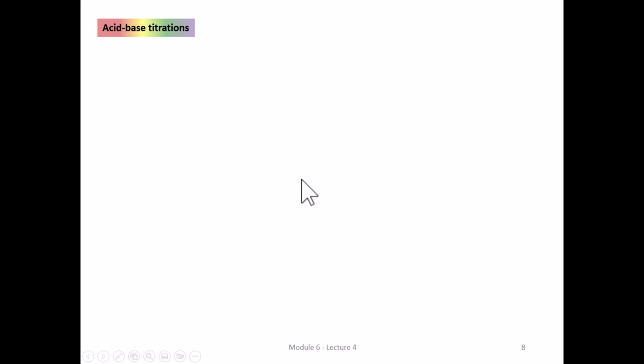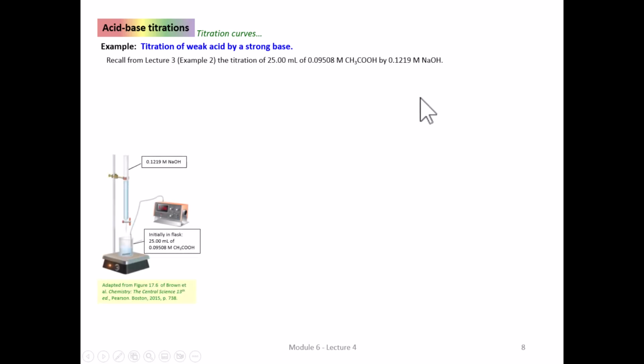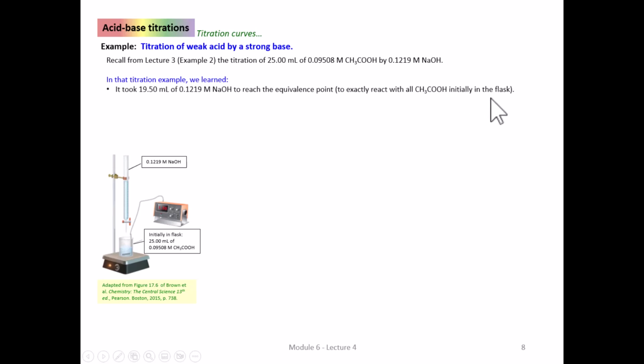For our second example of a titration curve, we'll look at the titration of a weak acid by a strong base. In fact, this is example 2 from lecture 3, in which we're titrating 25 milliliters of acetic acid, 0.09508 molar concentration, with 0.1219 molar sodium hydroxide. From that example, we found out that it took 19.5 milliliters of the titrant to reach the equivalence point.